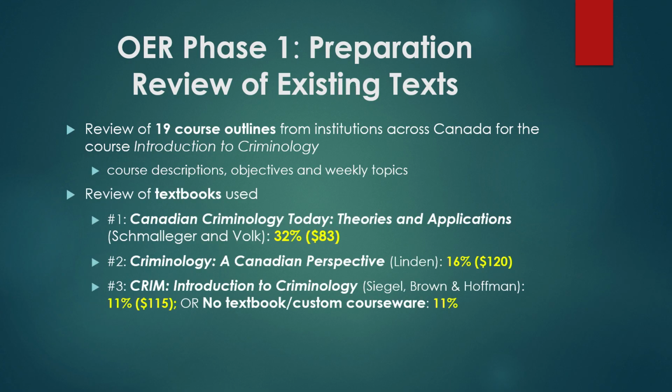There was also a comprehensive review of the textbooks used in this introductory course, and it was found that the top 3 textbooks used were, first, Canadian Criminology Today. Approximately 1/3 of instructors adopted that textbook, and it costs approximately $83. The second most typically adopted text is by Linden, called Criminology: A Canadian Perspective. And then in third place, we have Introduction to Criminology by Siegel and colleagues, which is around 11% of those textbooks adopted across Canada, and that one costs about $115.